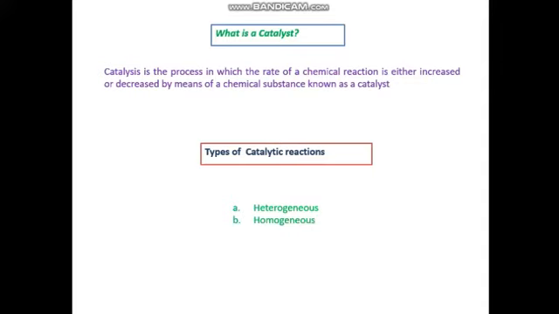So let's see the types of catalysts. There are two types of catalysts, the heterogeneous catalyst and the homogeneous catalyst. A heterogeneous catalyst is one in which the catalyst is in a different phase from the reactants, and in a homogeneous reaction the catalyst is in the same phase as the reactants. So let's move on to the next topic.